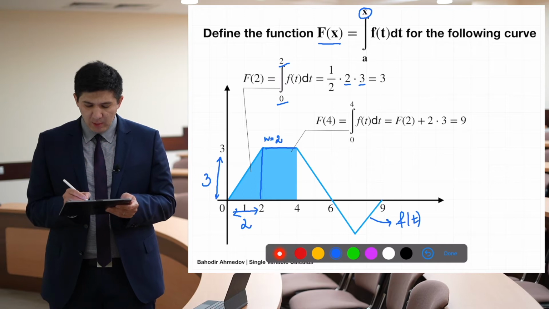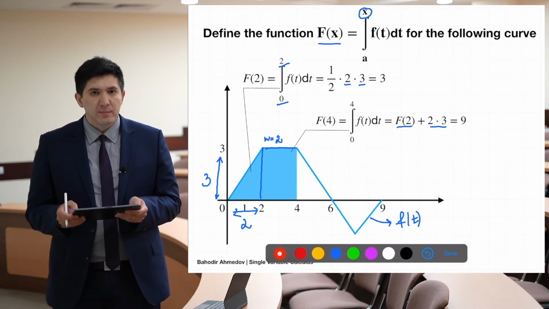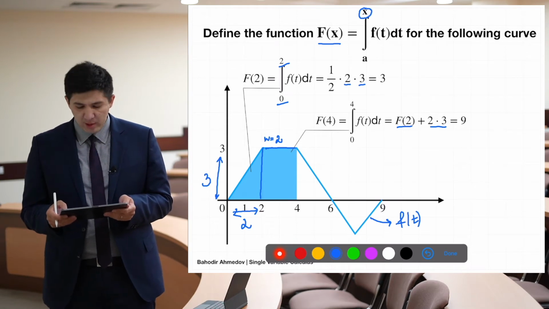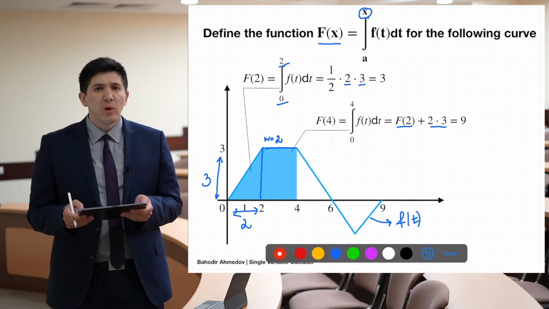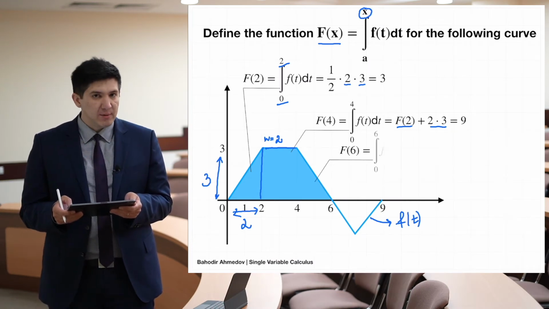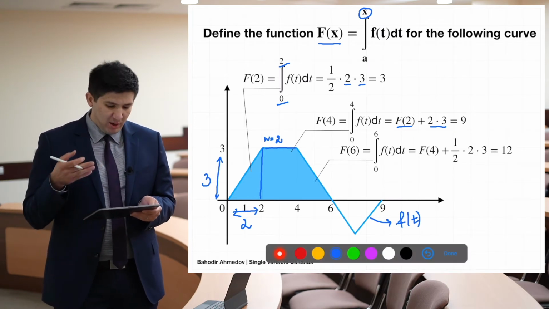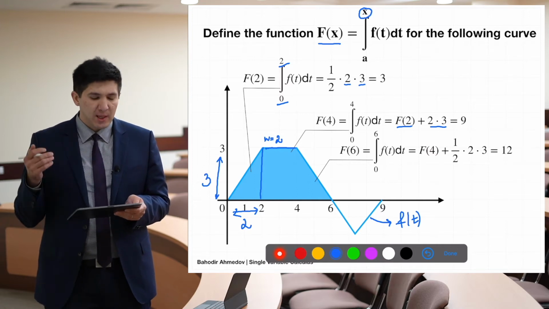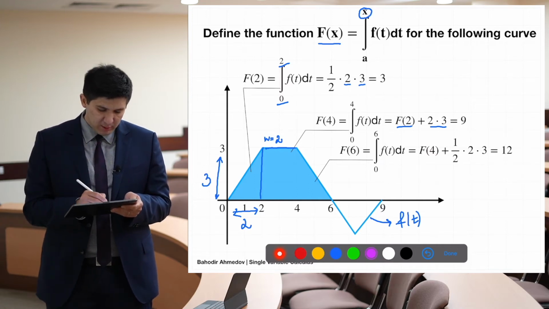So it is going to be f of 2, which is 3, plus 6, which is going to be 9. So f of 4, sorry, is equal to 9. So what is f of 6 now? If I would like to find f of 6, I have to find this area. It is going to be the summation of f of 4 plus the area of this triangle now.